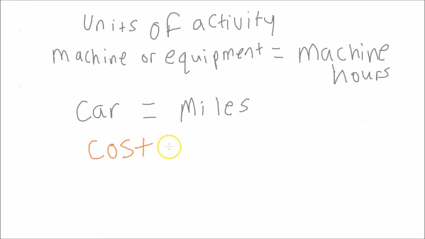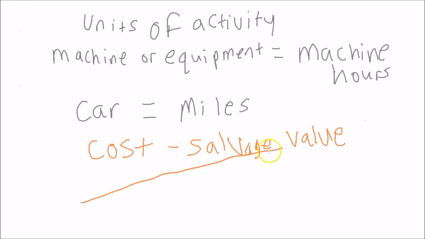So you take that cost and you always subtract that salvage value. And another name for that salvage value is residual value. It's the trade-in value. So whenever that fixed asset is completely used up, you can go ahead and trade it in for a certain value at the end of its life. And you divide this whole thing, that's a division line, by expected or maximum units.